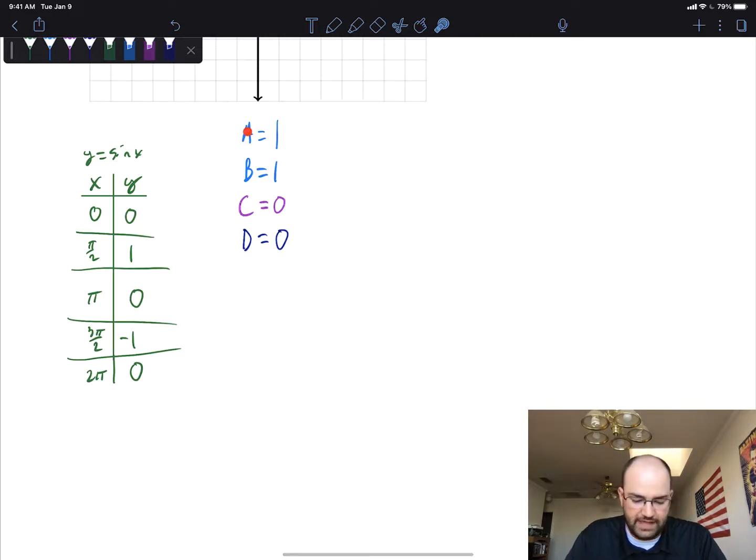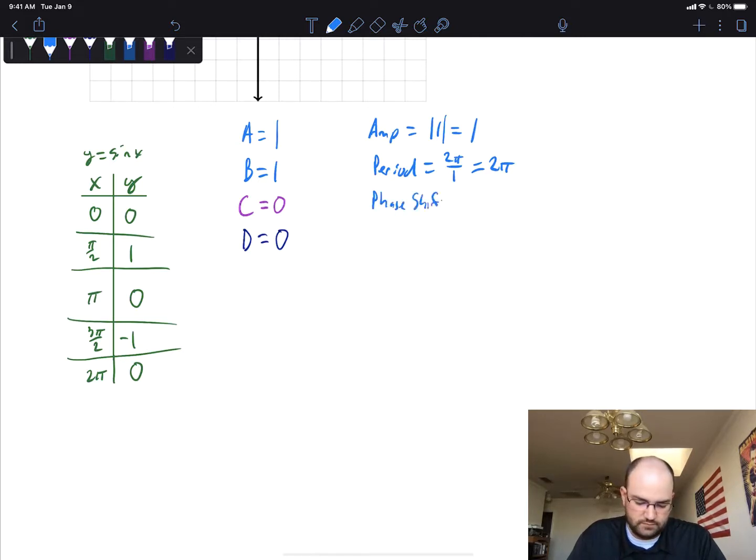First of all, the amplitude is just the absolute value of 1, which is just 1. So the amplitude is just 1 here. B tells me the period, which would be 2 pi over B, which is 1, which is 2 pi. C tells me the phase shift, which is, of course, 0. And D is just the vertical shift. That's really all it is.